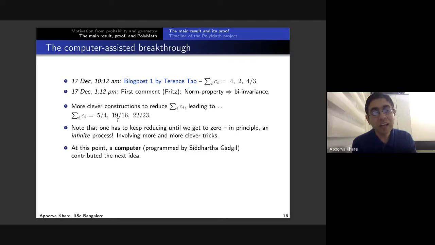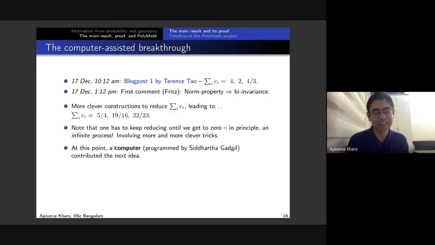And very critically, when all human intuition broke down, a computer-assisted proof helped. My colleague here, Siddharth Gadgil, programmed a computer. He was at the same time trying to find examples that work in those first 2 days using winding numbers and so on. And at the same time, he was also programming a computer to try and see what if it doesn't work, how do you show it? And so his idea was very simple.